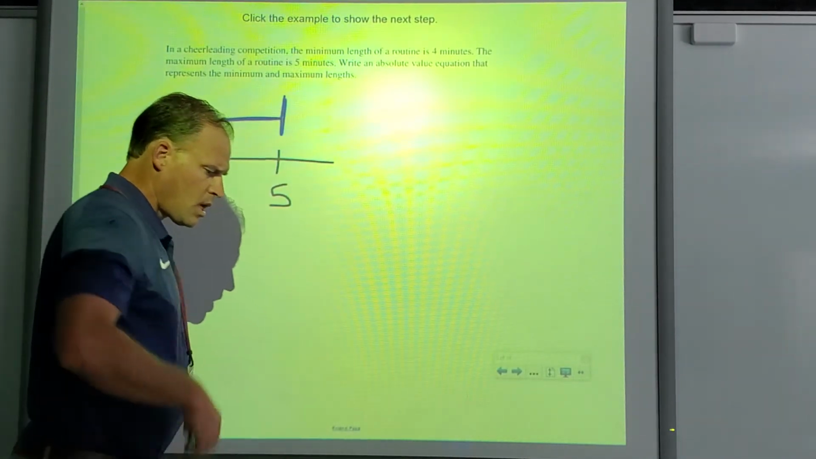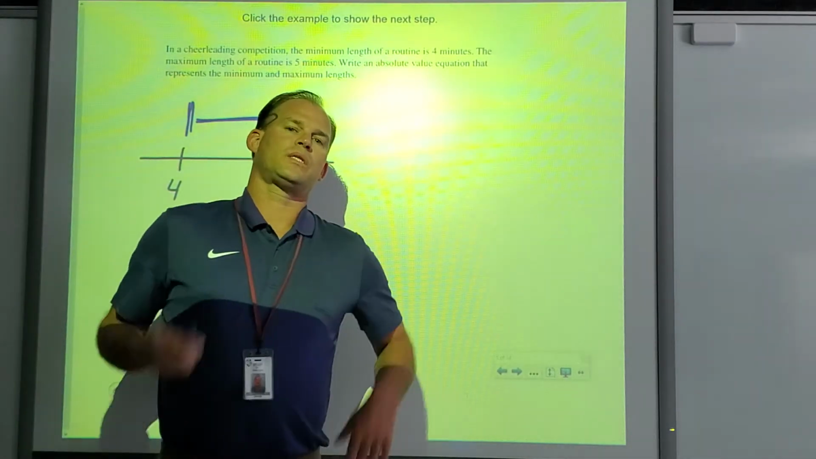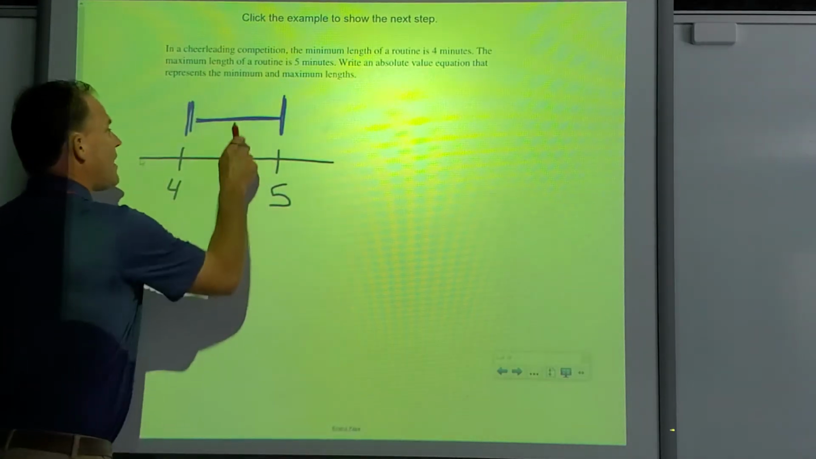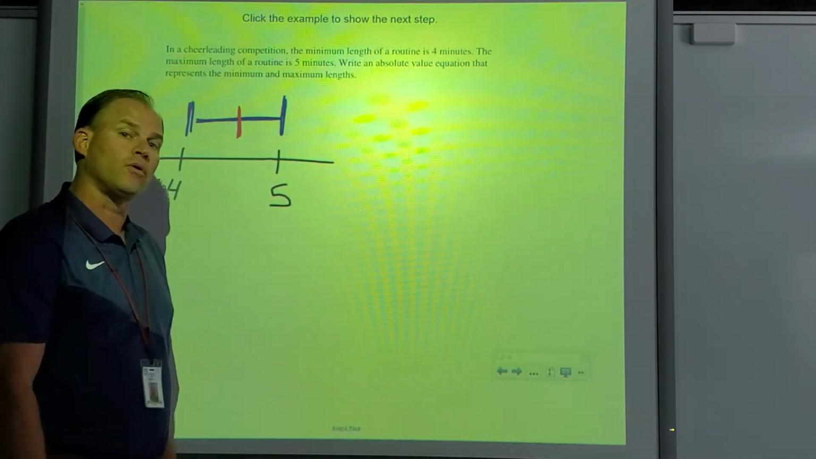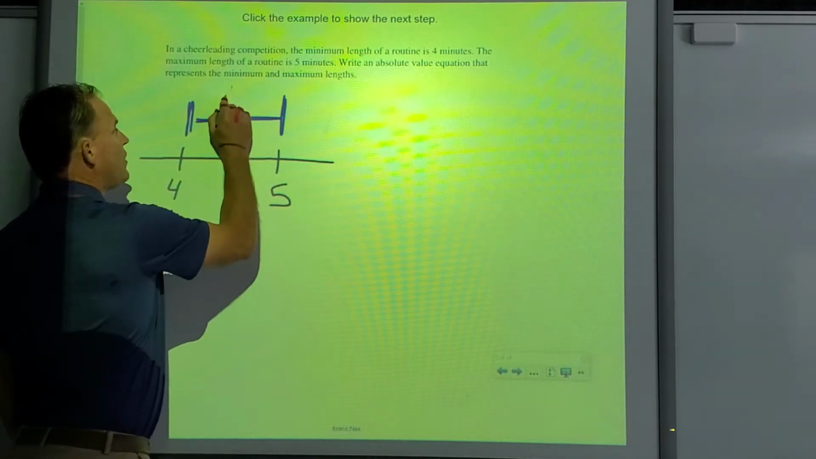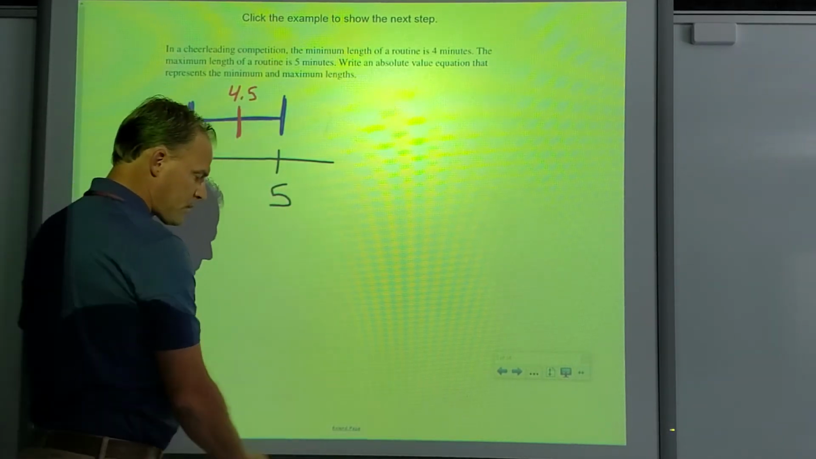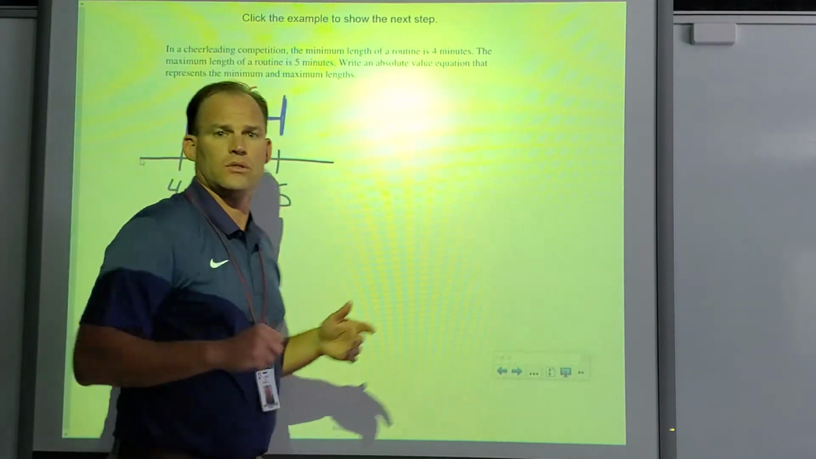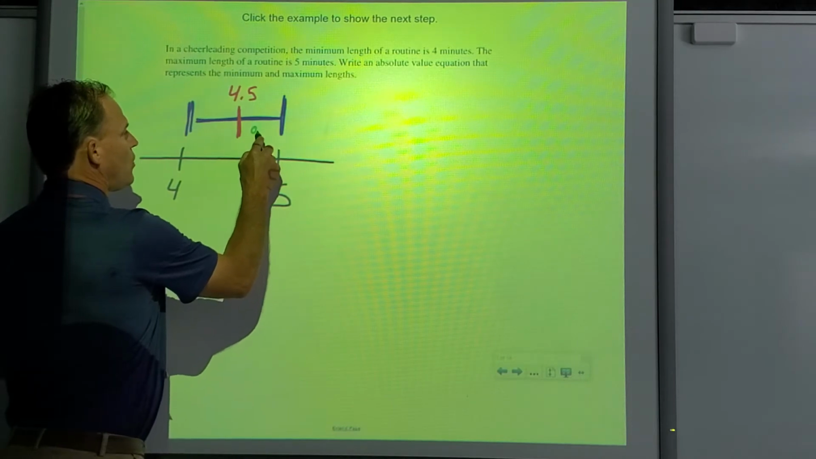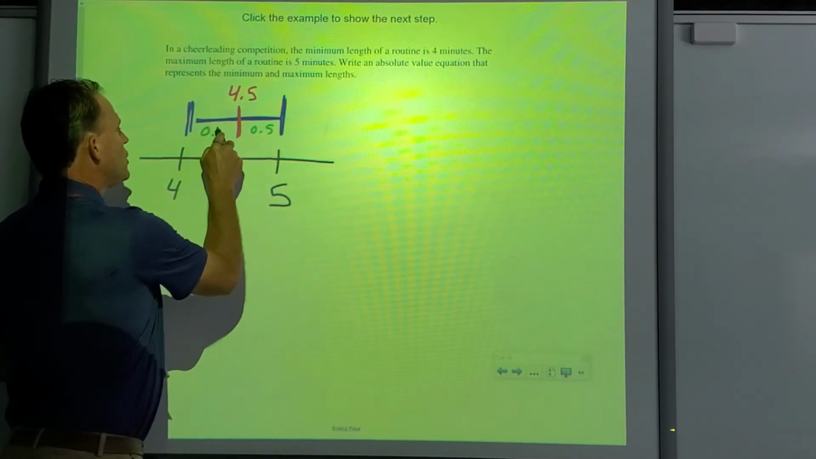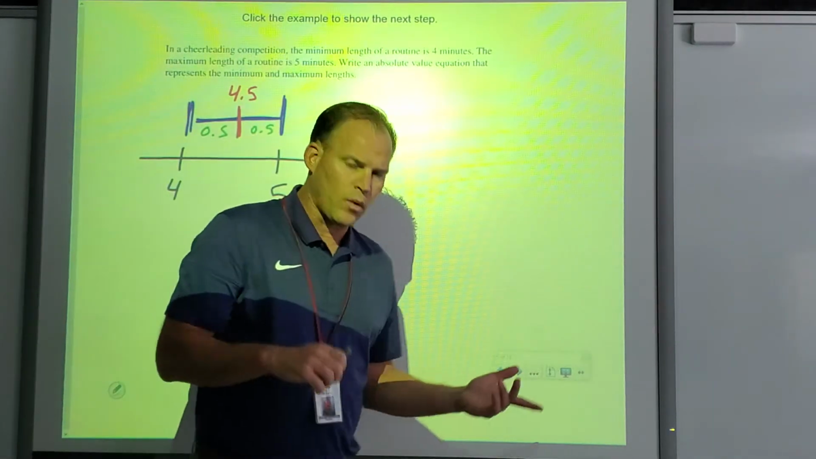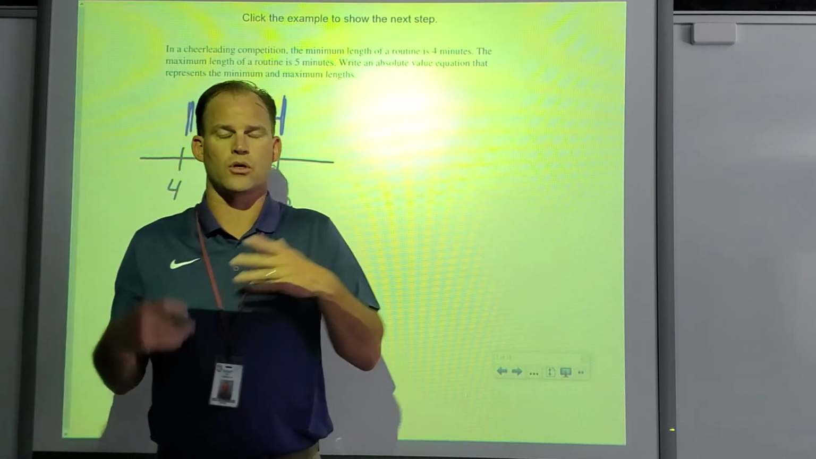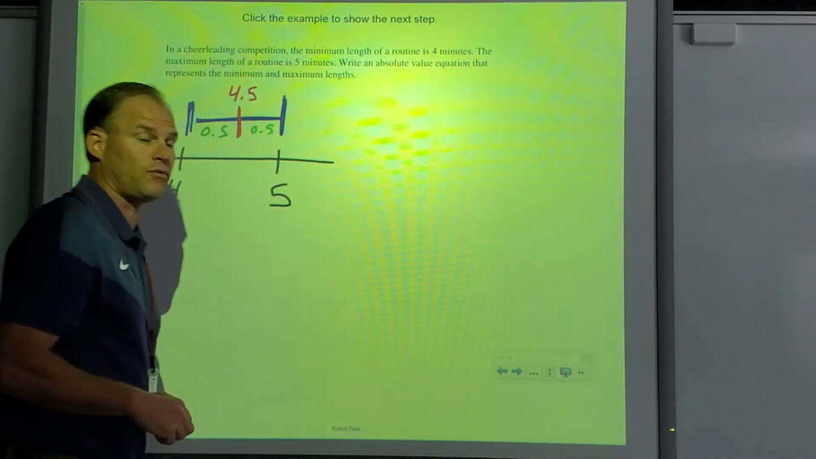Well, here's how you do this and work backwards to find an equation. What you need to do is figure out what is the midpoint of your interval. So in this case, halfway between 4 and 5 would be 4.5. And then, how far is it from the middle to your endpoints? So in this case, it is 0.5 each way. If you remember back to what we talked about, absolute value is distance from 0, right? That was our original definition of absolute value.